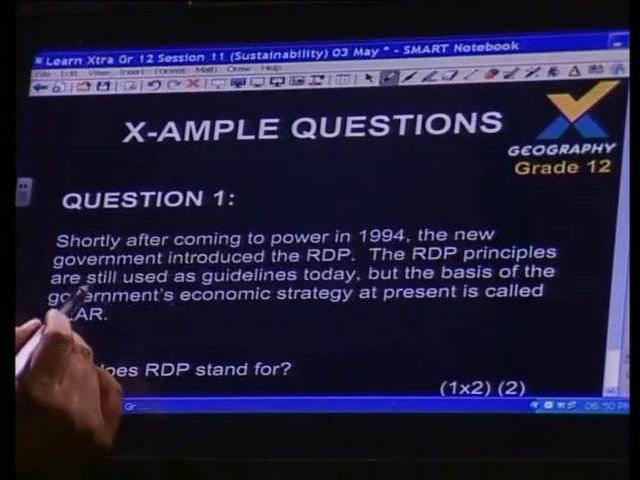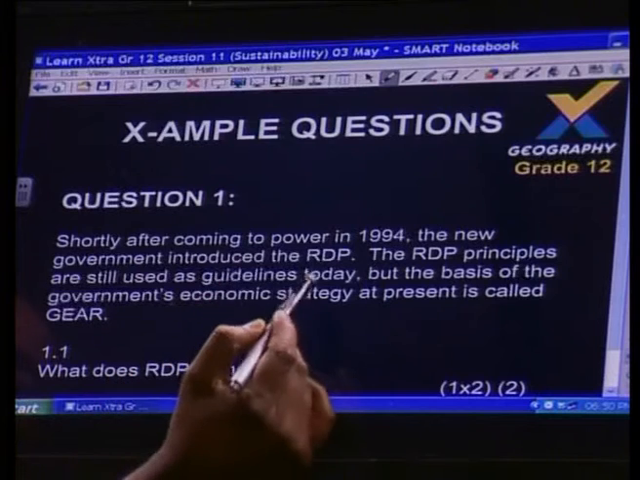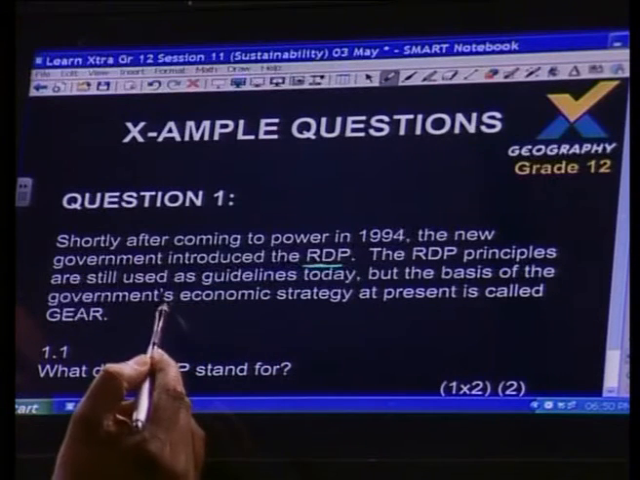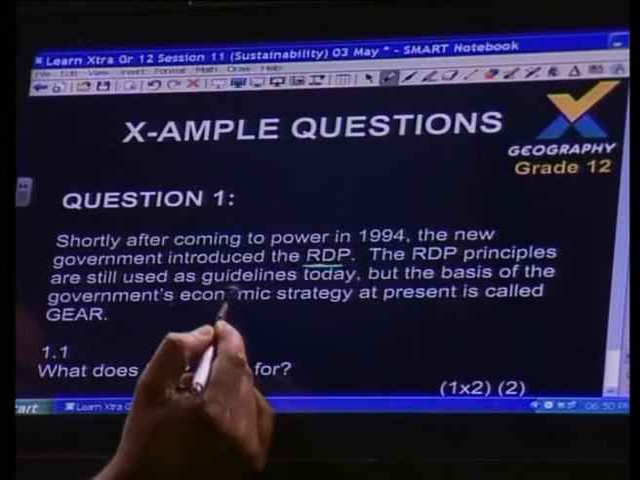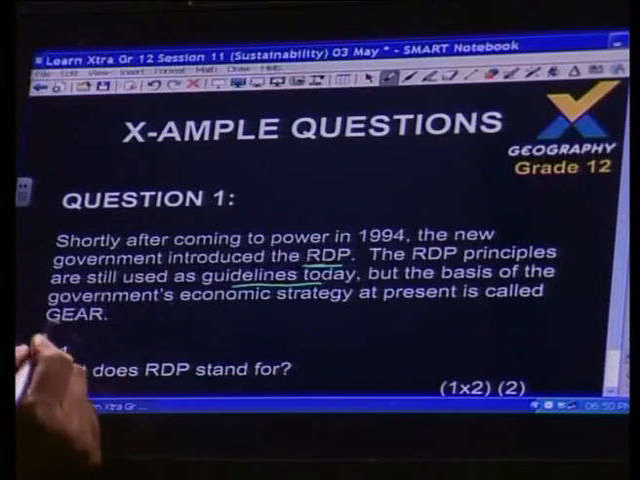We will now look closely at typical examination questions that you would receive at the end of this year related to our previous discussions on rural development strategies as well as the urban hierarchy. Let's look closely at some of the questions that you will receive. Firstly, question 1. Shortly after coming to power in 1994, the new government introduced the RDP. The RDP principles are still used as guidelines today, but the basis of the government's economic strategy at present is called GEAR.